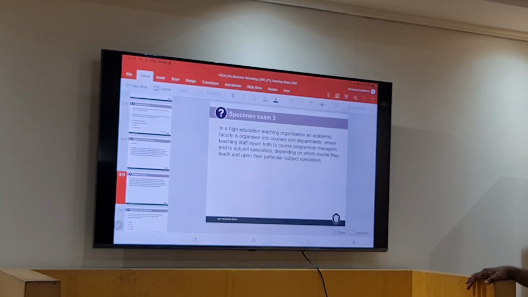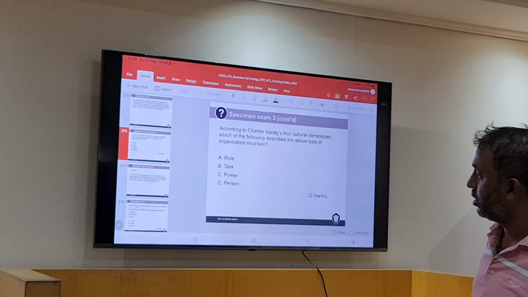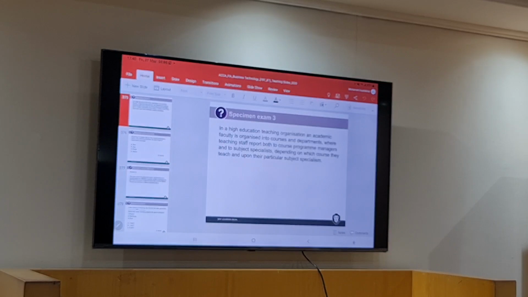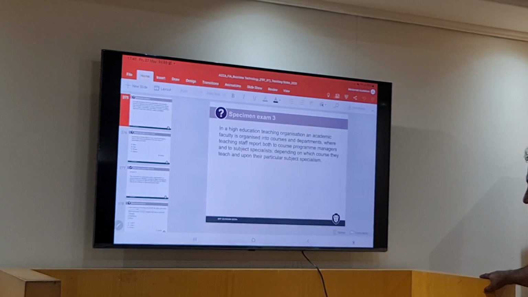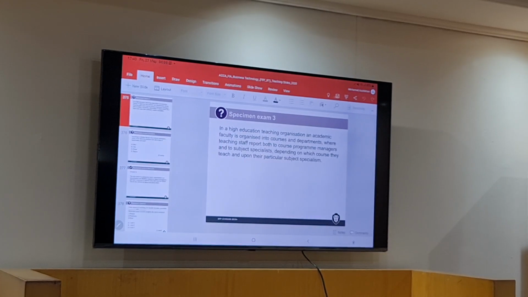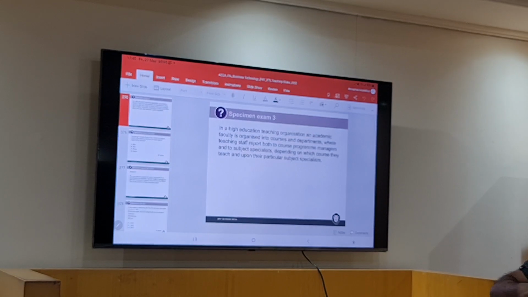The higher education teaching organization and academic faculty is organized into courses and departments, where teaching staff report both to course program managers and to subject specialists, depending on which course they teach and upon their particular subject specialism. According to Charles Handy's 4 cultural stereotypes, which of the following describes the above type of organization culture? So, in a teaching organization, business depends mostly on whom? The students will come to a teaching organization depending on what factor? Not a huge building, but the quality of the teachers, meaning they are individuals or persons.